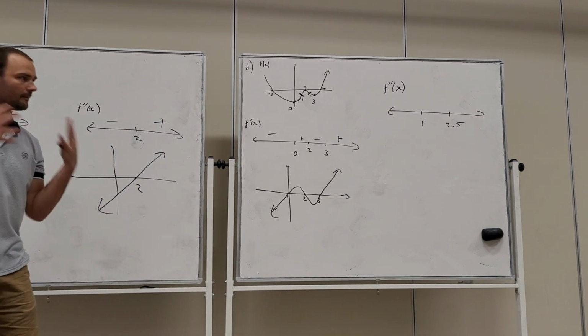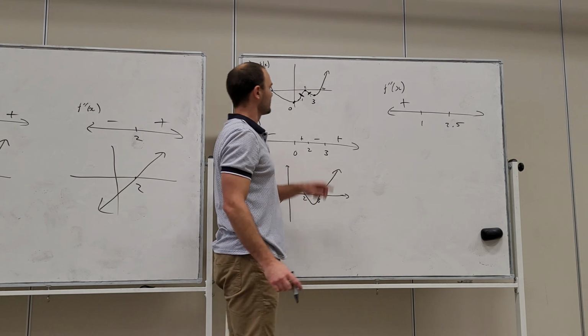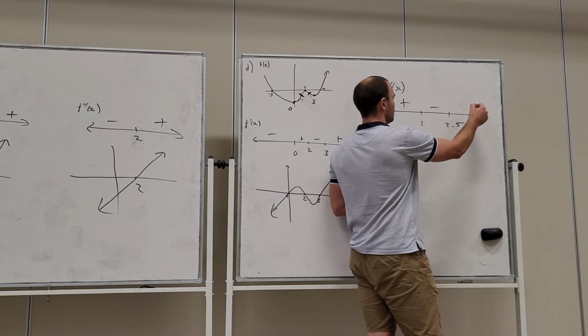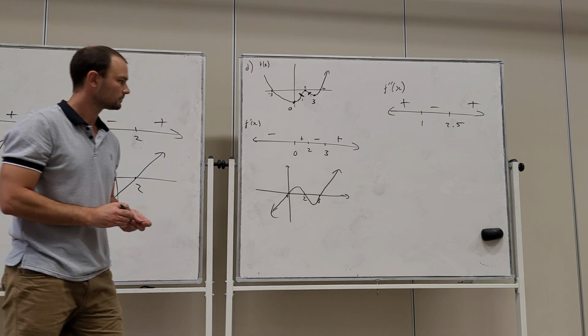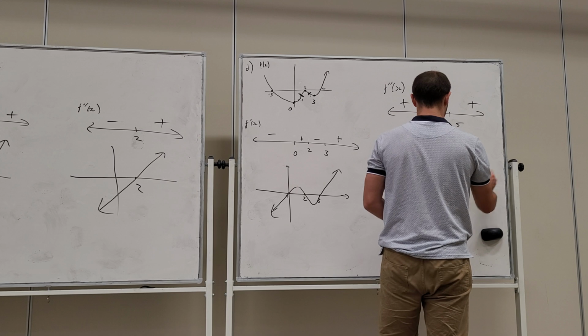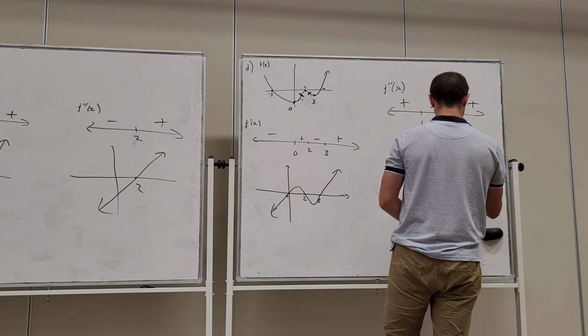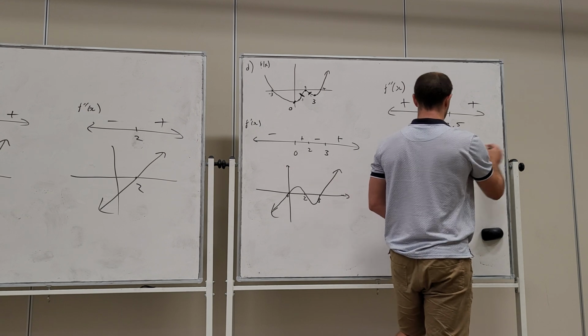When it's concave up, the second derivative is positive. When it's concave down, the second derivative is negative. When it's concave up, it's positive. And we'll sketch the graph of that. Above, below, above.